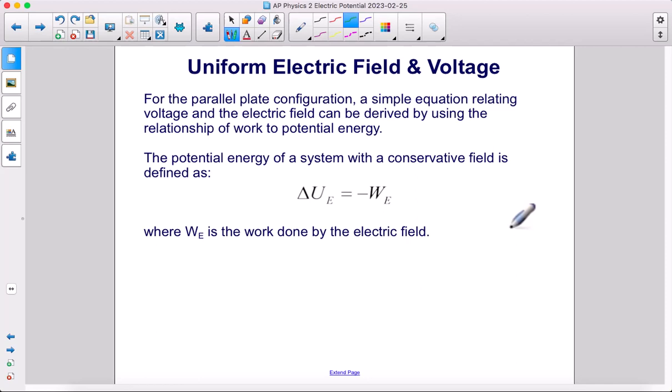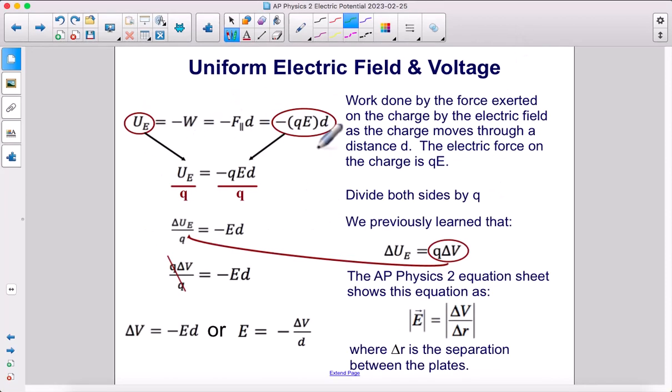The potential energy of a system with a conservative field is defined as this. The change in potential energy is going to be equal to the negative work done by that conservative field, in this case, an electric field. Let's start out with what we know. We know potential energy is equal to the negative work done by the field. We know that work is equal to force times displacement. We learned that in AP Physics 1.